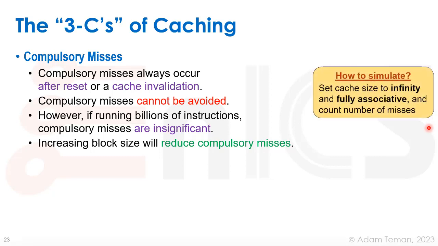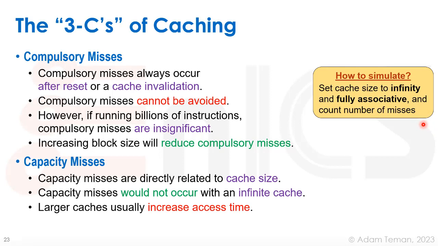So how do we simulate compulsory misses, and how do we see how compulsory misses affect our benchmark? Well, we can set the cache size to infinity and fully associative and count the number of misses, because we're not going to have any of the other types of misses if we have an infinite size cache that is fully associative.